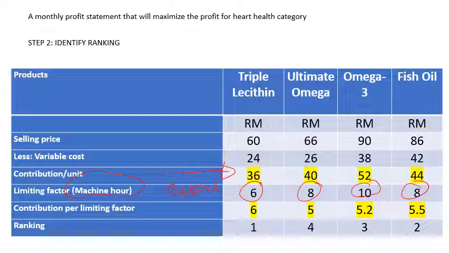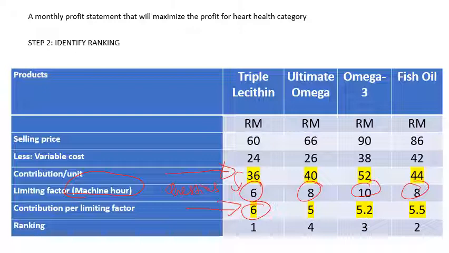And then you divide the value. 36 divided by 6, you will get 6 ringgit for 1 machine hour. Triple lecithin can generate 6 ringgit contribution. So this will be your first ranking. When you refer to contribution margin per limiting factor, the highest value will be your first ranking.